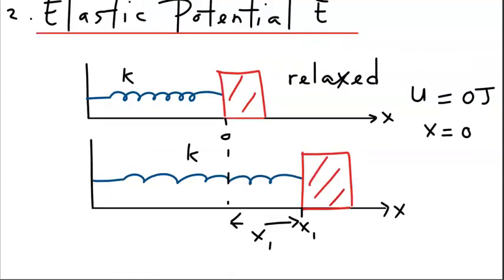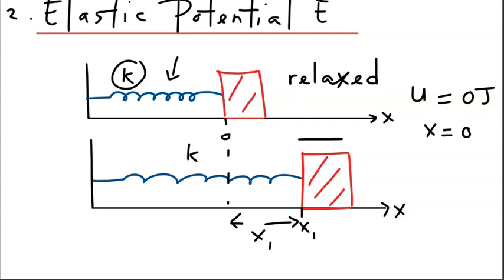Let's look at the elastic or spring potential energy. What you have here in this diagram is a spring with a spring constant k, and the state of the spring is relaxed, which means the length is relaxed. So when the length is relaxed, the spring potential energy is 0. So that's how we define the 0 level for the elastic or spring potential energy. When the spring is not compressed or stretched, its potential energy is 0.